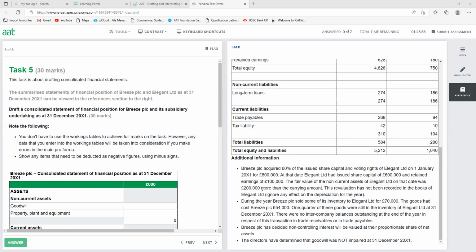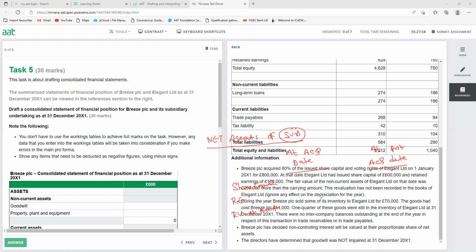The fair value of the non-current asset was 200 more than the carrying amount. So we need to add 200 because 200 is more than the carrying amount. The revaluation has not been recorded in the books of E Limited. So ignore any effect of depreciation. So ignore the depreciation. That's it. So this is my first information. All we need to do is the first workings that you already read. 800,000 we paid for share capital, 600,000 plus 100,000 retained earnings and plus 200,000 the revaluation, and we buy 60% for that and we pay 800,000. Fair enough.